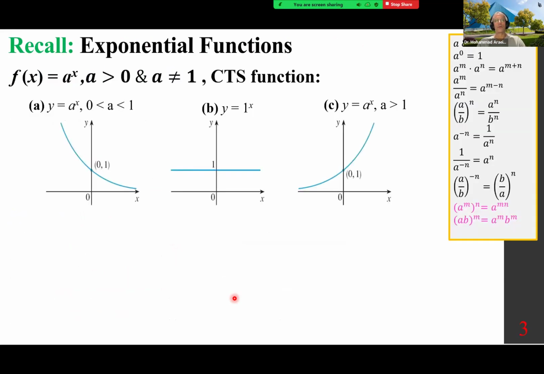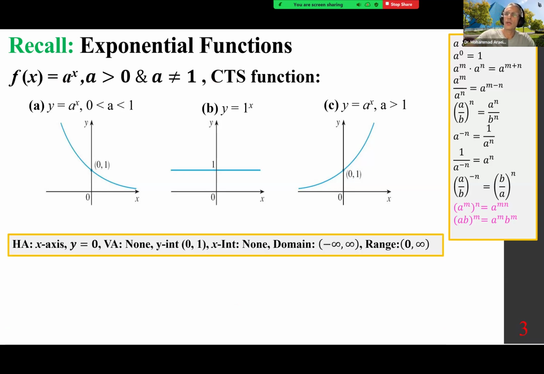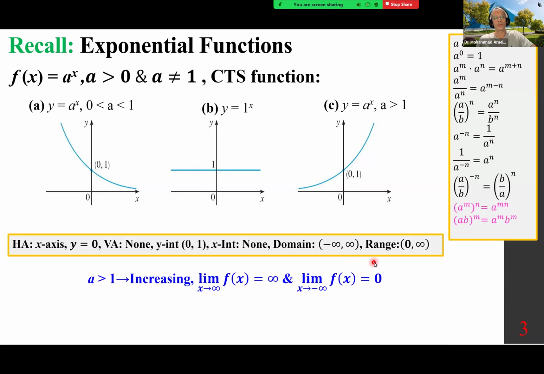Reminding you, exponential functions are in the form a to the power of x, where a is positive and can't be 1. When it's 1, it's not an exponential function. Some exponential rules you are familiar with: there is a horizontal asymptote, there is no vertical asymptote. The y-intercept takes place at (0, 1). The domain is all real numbers, the range is 0 to infinity. When a is greater than 1, it's increasing. When a is between 0 and 1, it's decreasing.